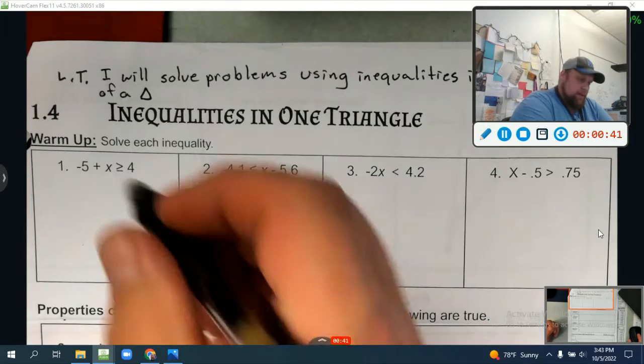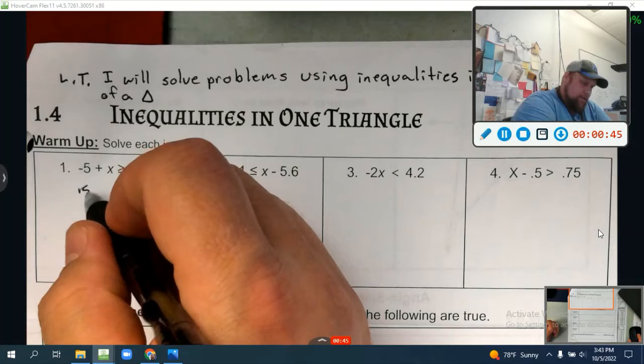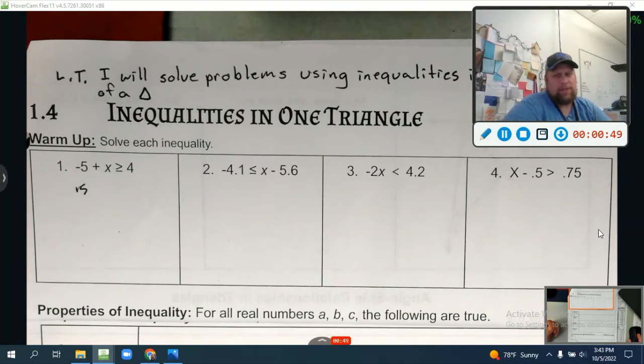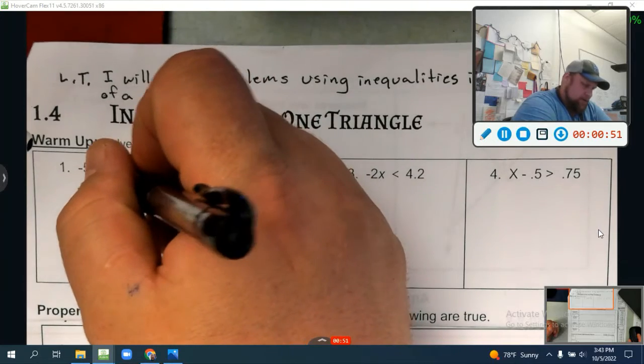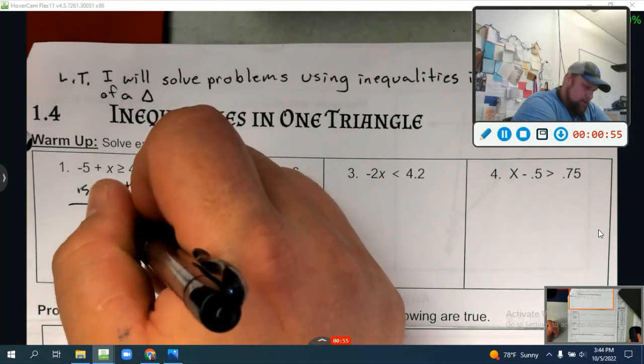Okay, let's solve these. I'm assuming you attempted them. I'm just going to add 5 over. Treat the inequalities, guys, like an equal sign. There's only really one circumstance where you don't, but we'll get to that. So plus 5. This becomes x is greater than or equal to 9.